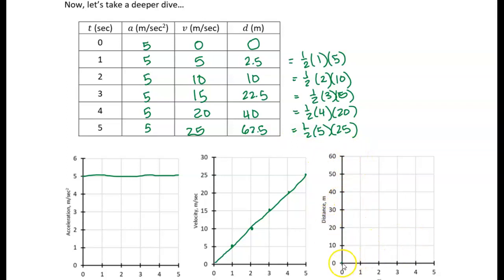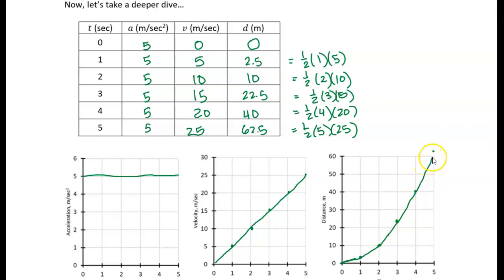So 0 at 0 and 2.5, so that's about a quarter of the way up. And then 10 at 2 seconds. And 22.5 at 3 seconds, so about there. And then at 4 seconds, I've gone 40. And at 5 seconds, I'm at 62.5, which is above the graph here, but I'm just going to sketch it in. It's about there. All right, and I can connect those dots. And you can see I get this nice curve. It is a nice parabolic curve.